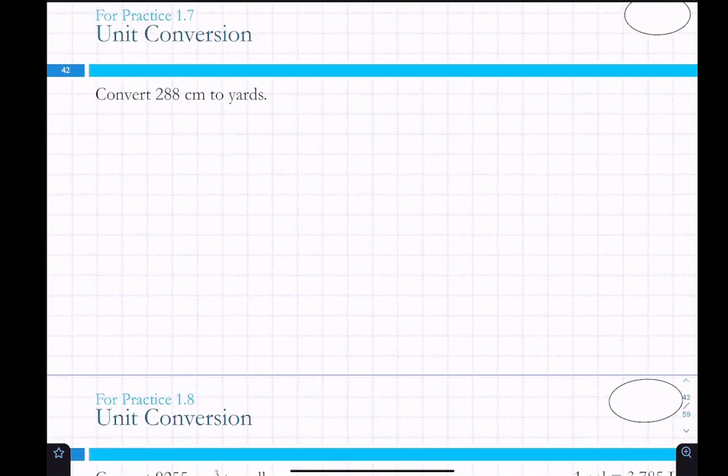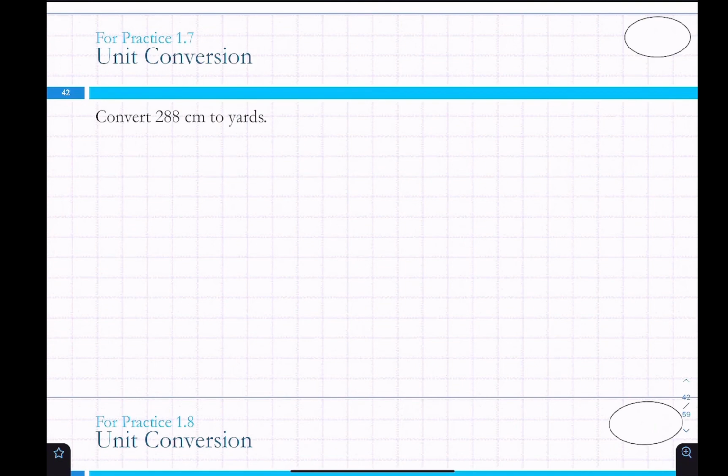Okay, so I want to convert from 288 centimeters to yards. So what's our given? 288 centimeters. This is an easy one in terms of what the given is, right? We're only given one number. If you don't have a quantity of something, then you can't use it as a starting number because there's nowhere to go from not knowing what it is. And then we want to calculate what? What do we want to find? Yards. All right.